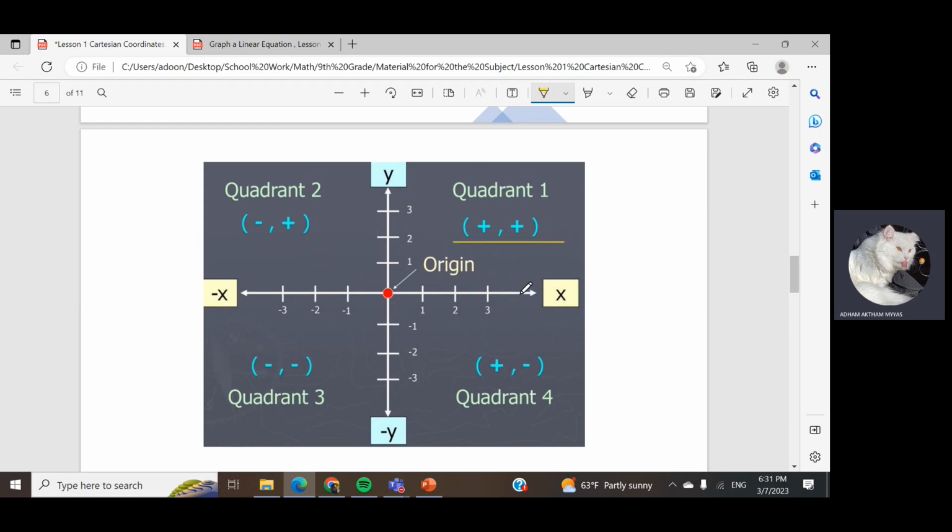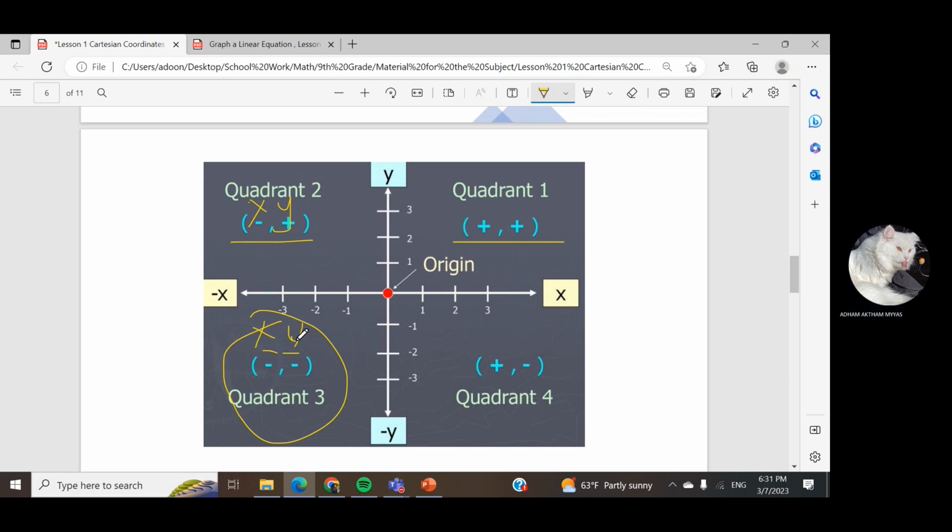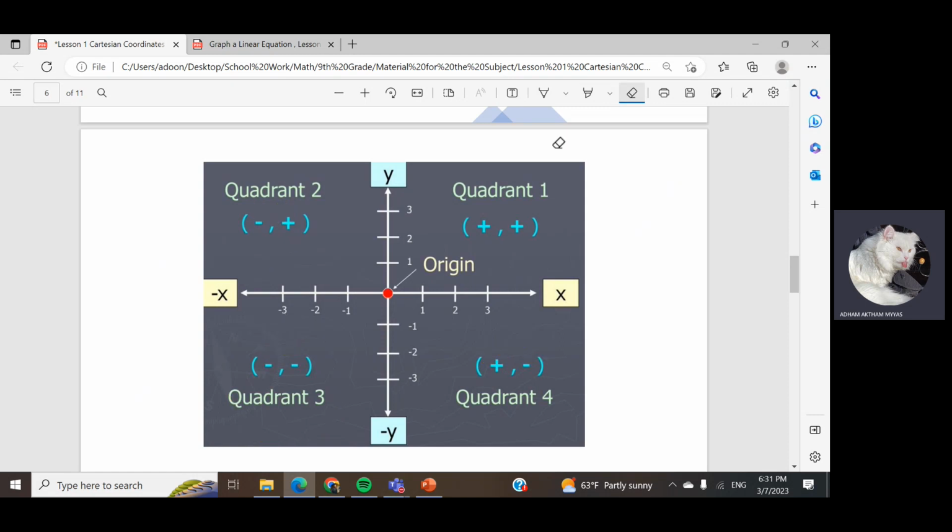You can see here that we have plus, plus, it's the first quadrant. The second quadrant is minus, plus: x is minus, y is positive, and so on. And here the third quadrant is minus, minus, so x is minus and y will be minus. If we continue, we can see that in the fourth quadrant, x is positive and y is negative.